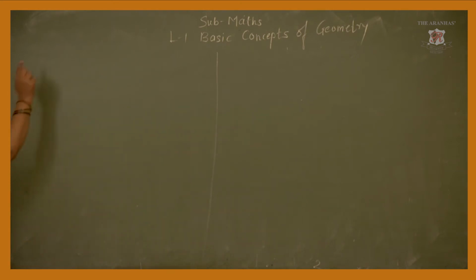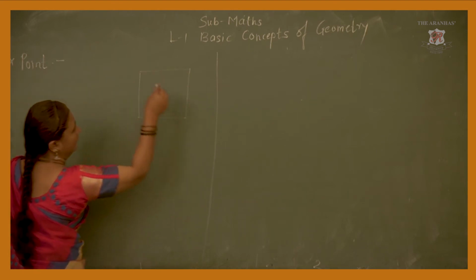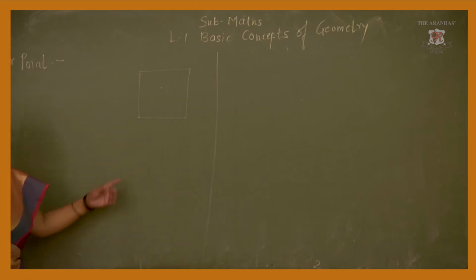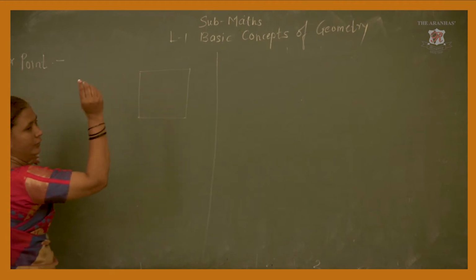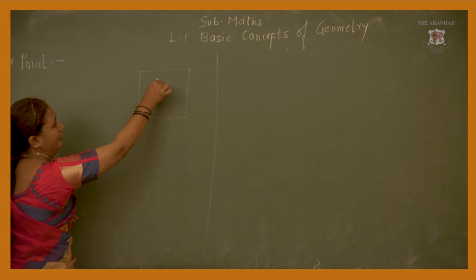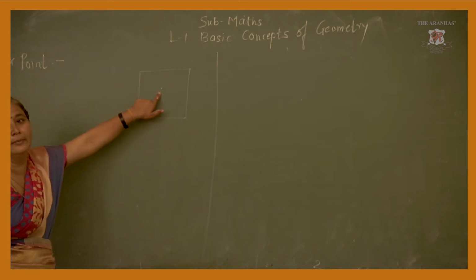The first point in the basic concepts of geometry is point. A fine sharp dot is called a point in maths, in geometry. See, this is a fine sharp dot. We can use a pencil or pen to draw a fine and sharp dot. It is called point in maths.